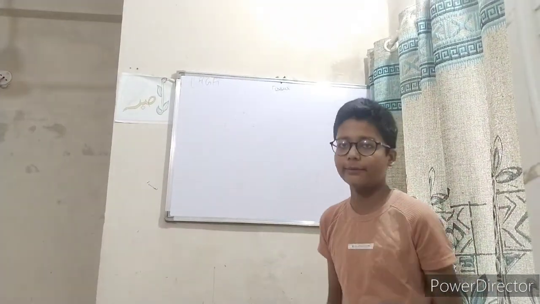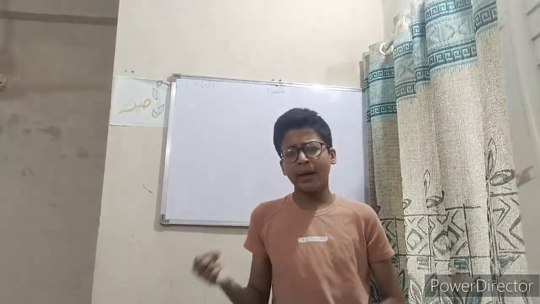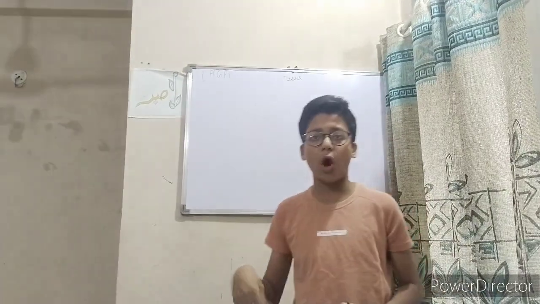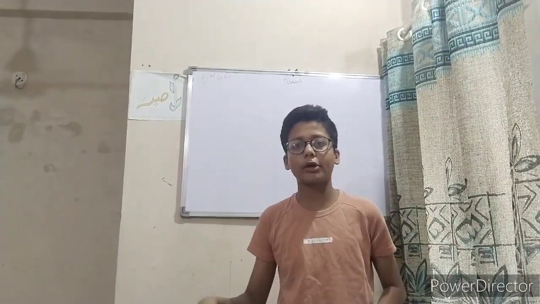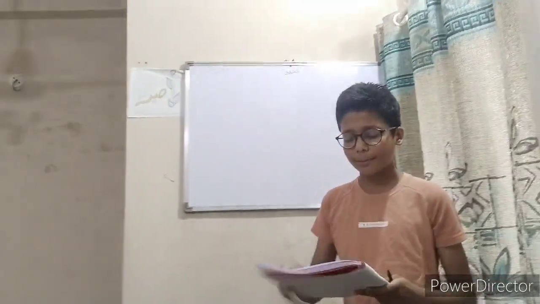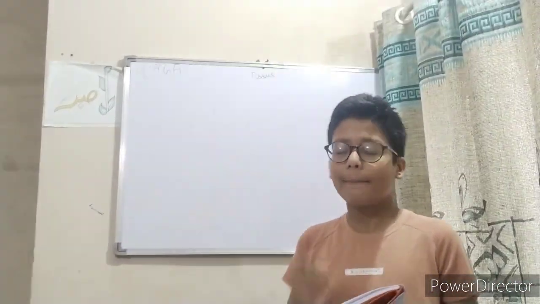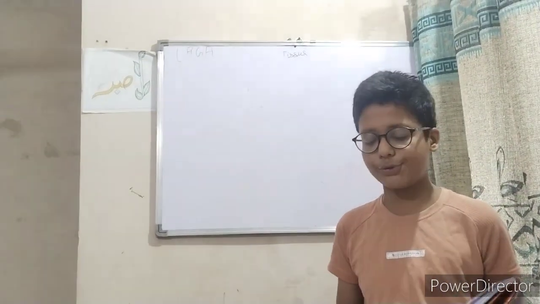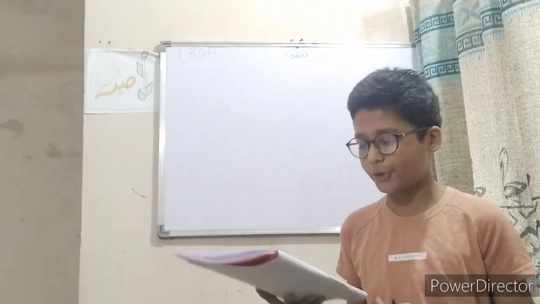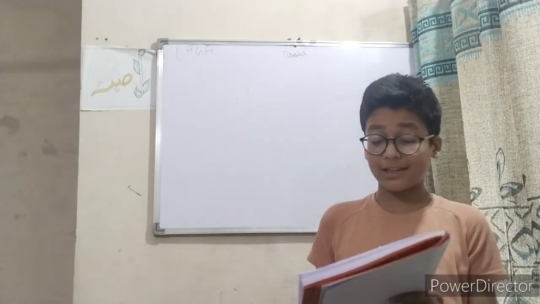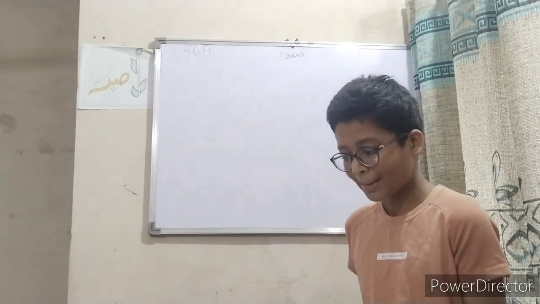I will tell you one interesting thing. A group of cells form a tissue, a group of tissues form an organ, and a group of organs form an organ system. There are two types of tissues: plant tissue and animal tissue. In this video we are discussing only plant tissue. In the next video we will discuss animal tissue. Plant tissues are broadly categorized into two: meristematic tissue and permanent tissue.